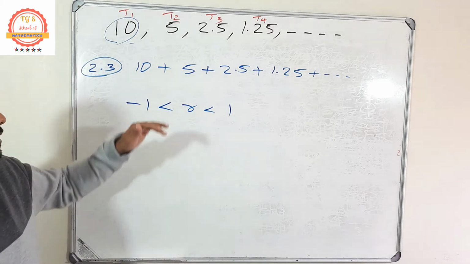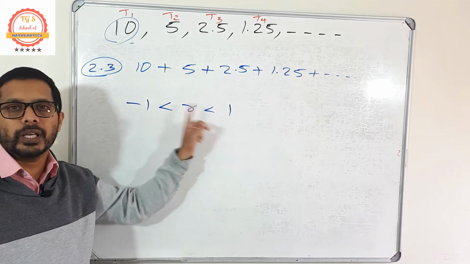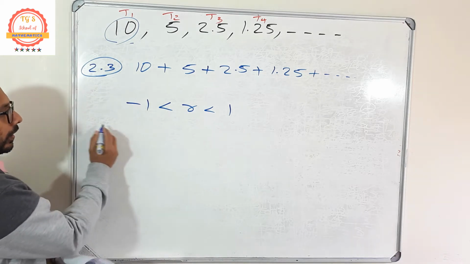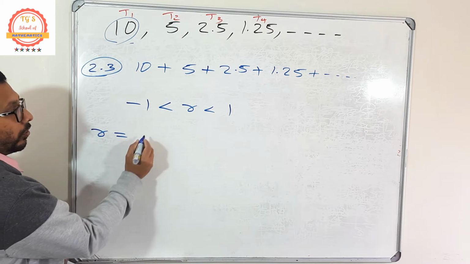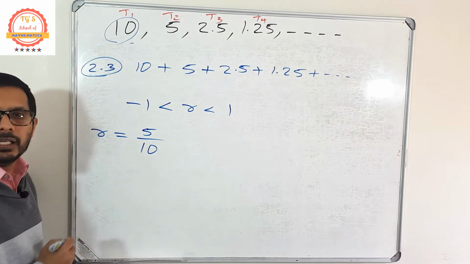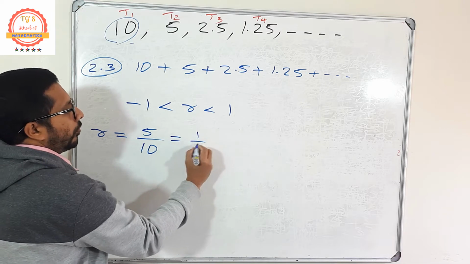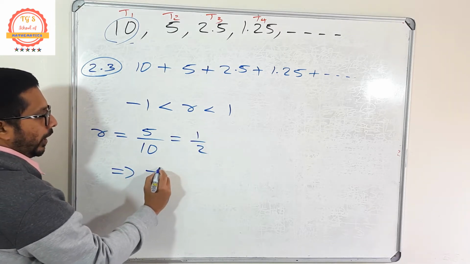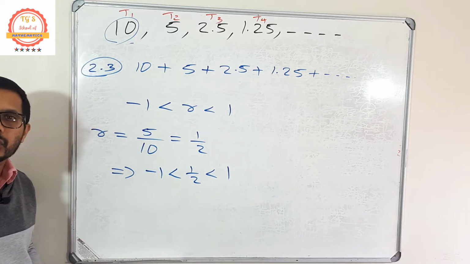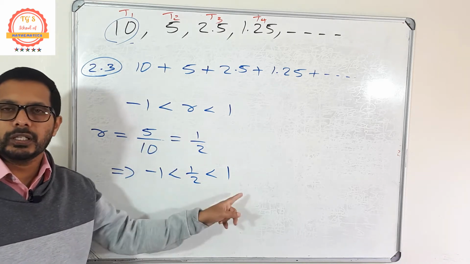So if a geometric series is to converge, it means that the value of r is in between -1 and 1. Here, what is the value of r? We already got the answer, but you have to write it one more time. r is the second term divided by the first term, that is 1 over 2. It implies that -1 < 1/2 < 1. So here you can see the value of r is in between -1 and 1.